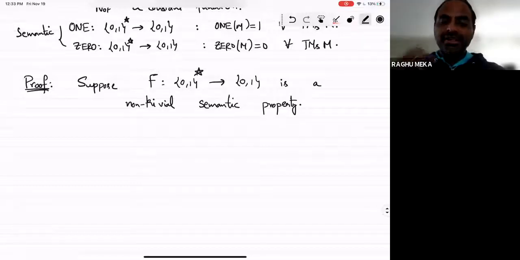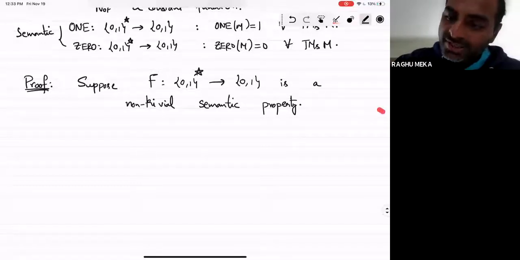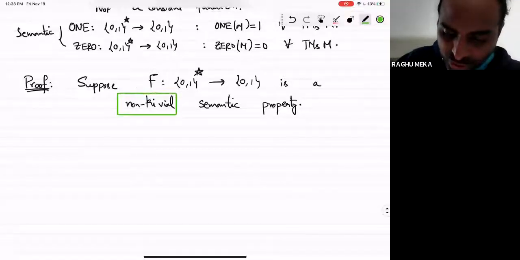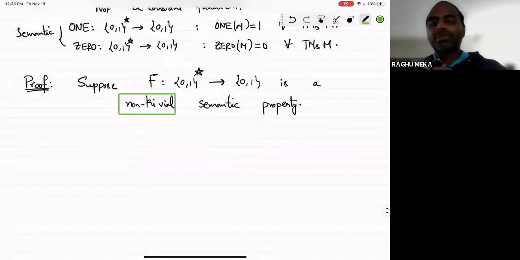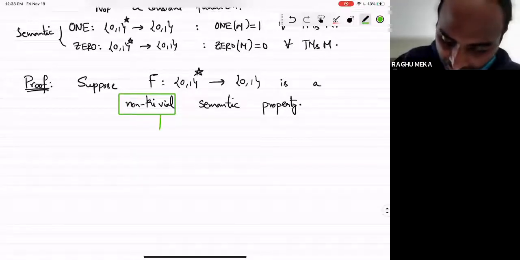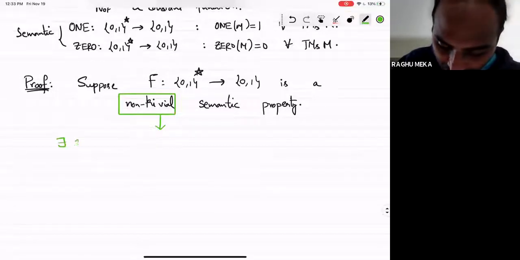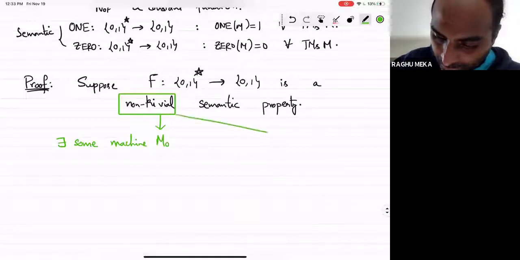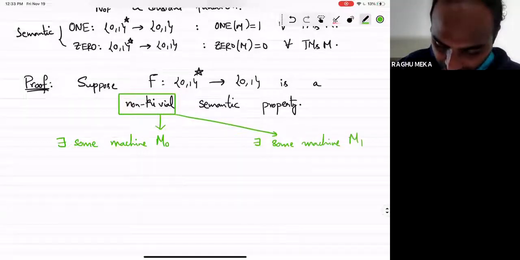So let's set up some understanding of how to use this. What does non-trivial mean? We have to use both of these things, right? Otherwise we won't be able to prove it. So what does non-trivial mean? It means that there exists some machine M0 and there exists some machine M1 such that F of M0 is 0.